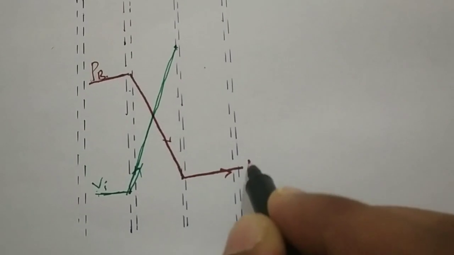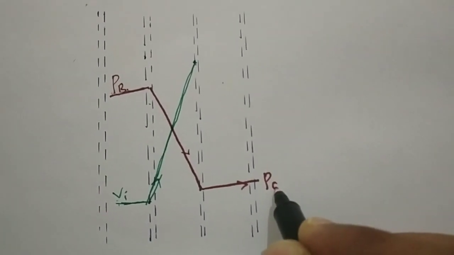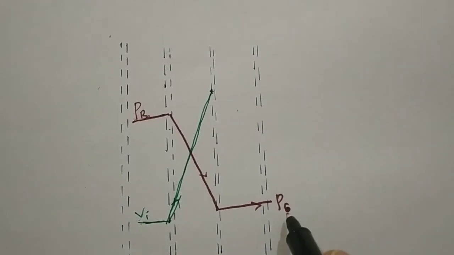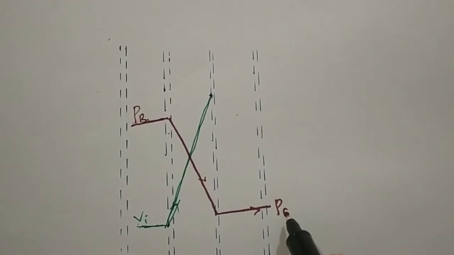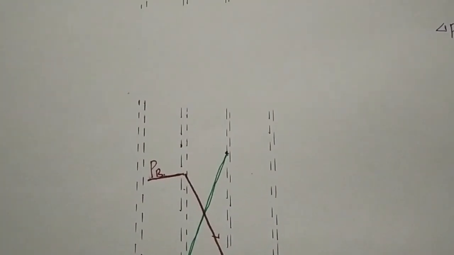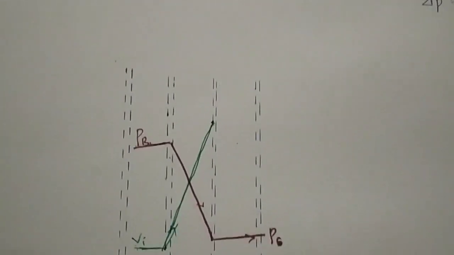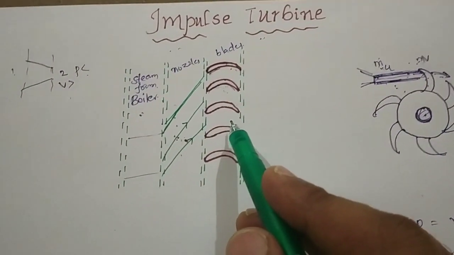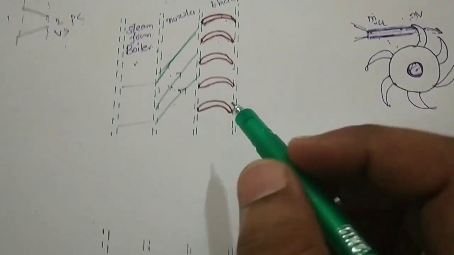This pressure is called PC. This is the condenser pressure. After completion of expansion, the steam is sent to the condenser. That's why it is denoted PC. PB means the pressure of the boiler. Next, what about the velocity? When the steam enters the turbine blades, its velocity will decrease.